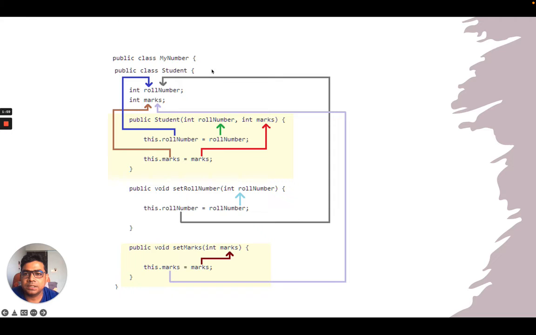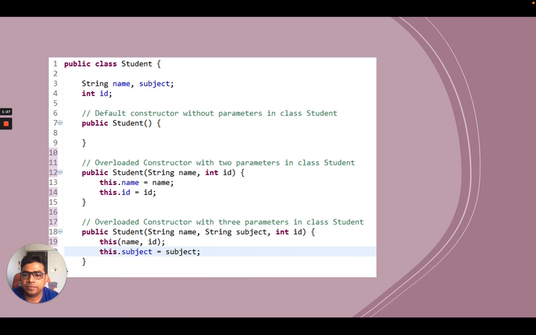Now at last, I will try to explain the same. Whenever I am referring to this.rollNumber, it will refer to the class level variable. Similarly for marks also, if I am setting this.marks, it will refer to the class level variable. When I am not using this, it will refer to the local variable. So that's how this can be used to invoke variables, constructors or methods of the class.